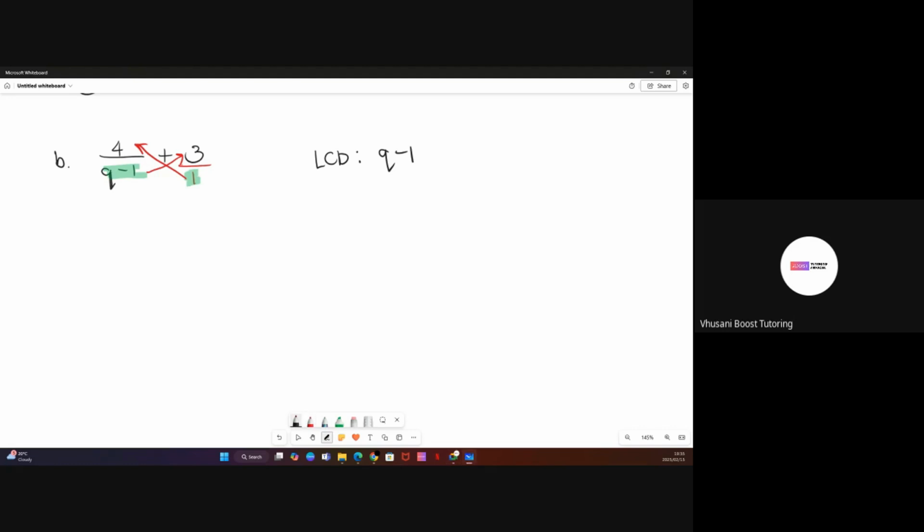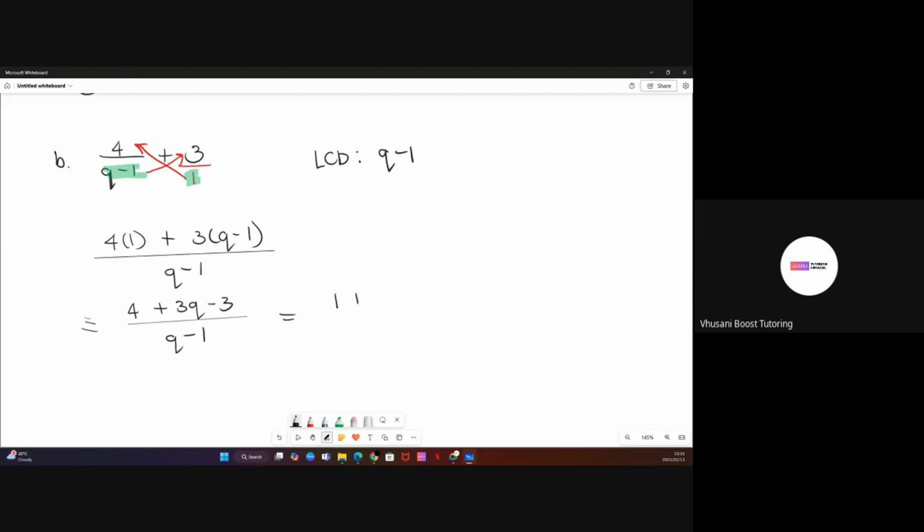And then what do I get? I get 4 multiplied by 1. Okay, let me just write it down. Plus 3 multiplied by q minus 1. This whole thing is divided by our lowest common denominator of q minus 1. So we can just simplify this real quick. We have 4 plus 3q minus 3. And this is divided by q minus 1. This would now be equal to 1 plus 3q divided by q minus 1. And there's nothing you can cancel out. You just leave the answer as it is.